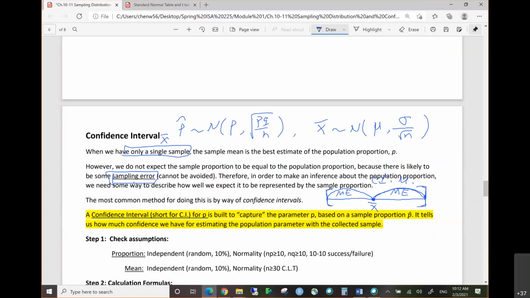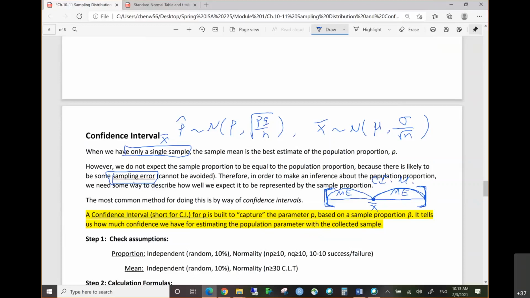Margin of error is actually the error we can allow from the sample mean to the population mean, so that we can be confident that from the lower limit here to the upper limit here, the population mean will be contained in this interval. We call this the confidence interval.